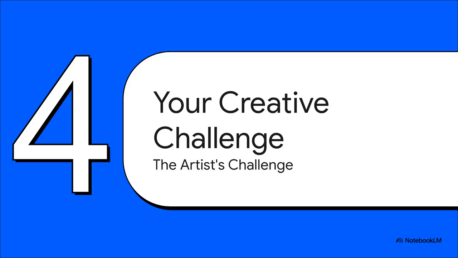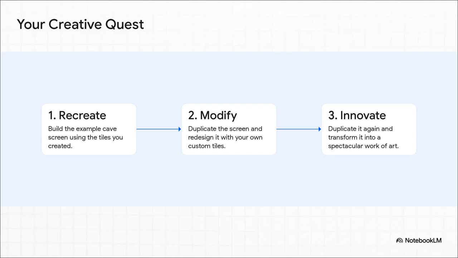So now that you know the how, it's time for the what. And let's be real, the best way to learn is by doing, by getting your hands dirty. So the source material lays out this fantastic 3-part challenge that's designed to take you from being a student to being an artist. First, you recreate. Just build the example cave screen to get comfortable with the basics. Then you modify. You make a copy of that screen and put your own spin on it with totally different tiles. And finally, you innovate. You take that second screen and you transform it into something completely new, something spectacular that is 100% yours. This is how you really find your own style.